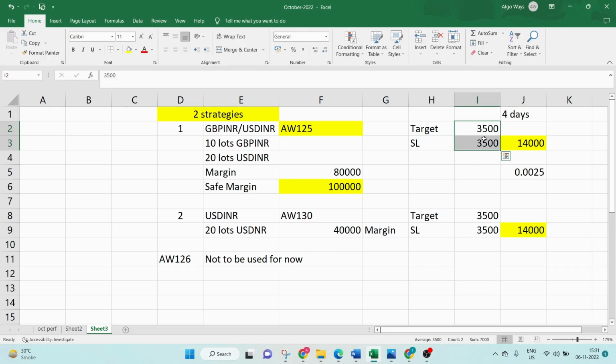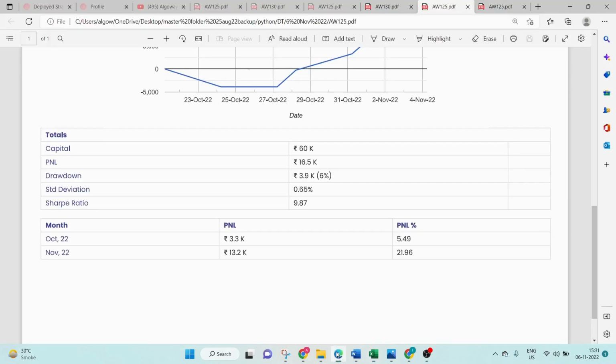So unless somebody is comfortable with this kind of streak of losses, he should understand this, and only then should he deploy. Another advantage in both the strategies is that one can deploy even with 0.1x. That is, if 1 lakh is the margin for 1x, he can deploy even 0.1x. Let me show what that means.